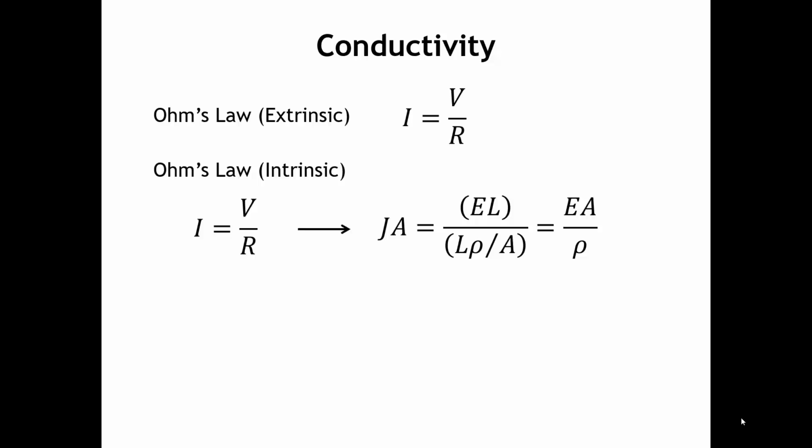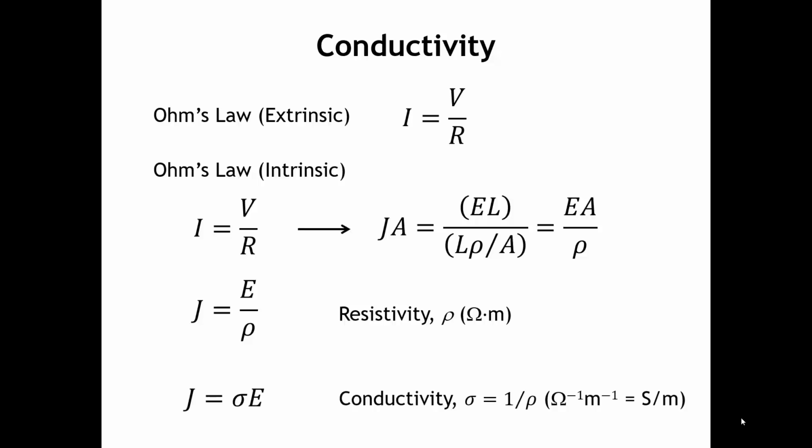Now when you do this, you're going to first of all see that the lengths cancel, and then notice that we have cross-sectional area on either side of the equation, so the areas cancel. And we're left with this relationship. J, the current density, is equal to the electric field intensity E divided by the resistivity. Now, another quantity that we will encounter, and we're going to talk about at length, is the conductivity, sigma. Conductivity is just 1 over the resistivity.